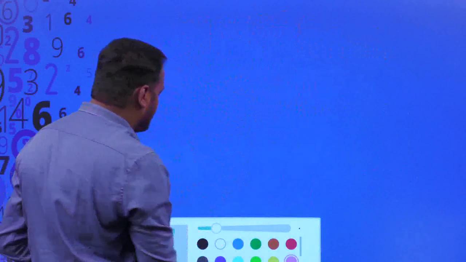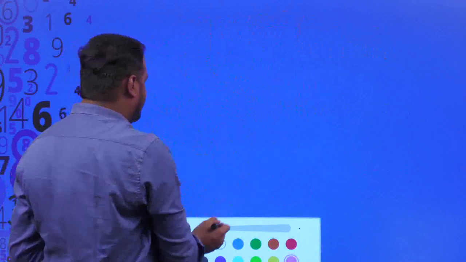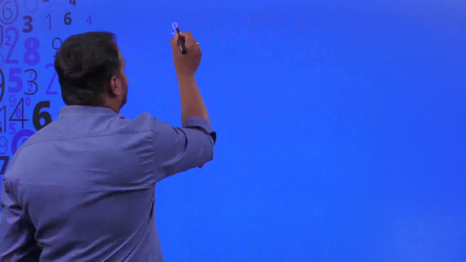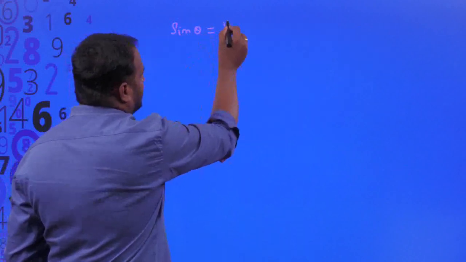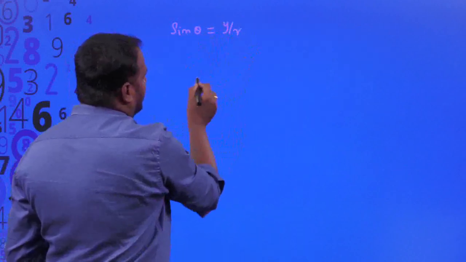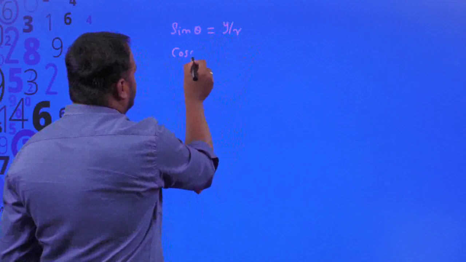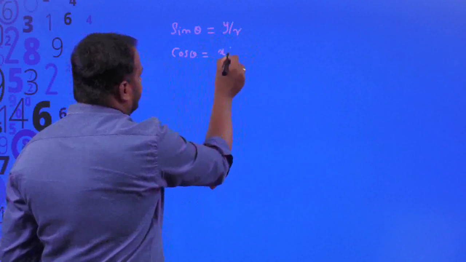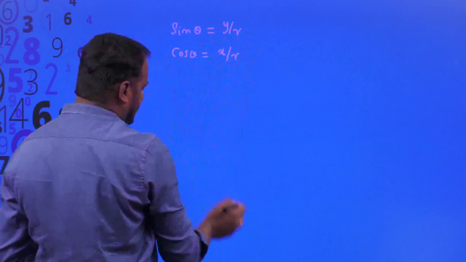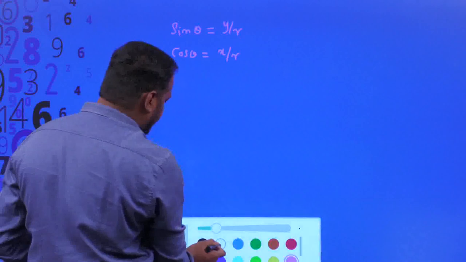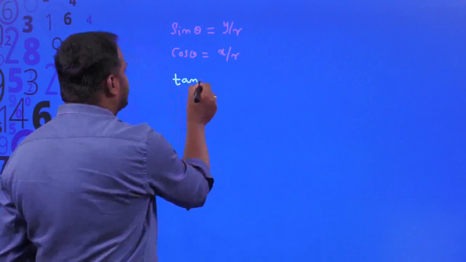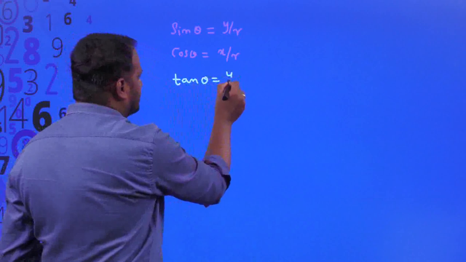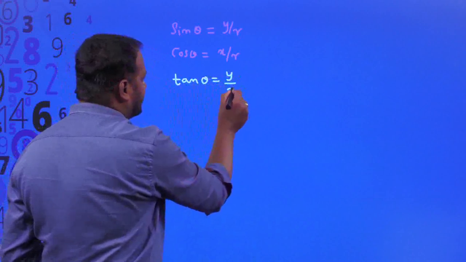For example, we know that sin theta is equal to side opposite to theta divided by hypotenuse, that is y divided by r, as well as cos theta is equal to side adjacent to theta divided by hypotenuse. So by these two, I can understand one thing, that tan theta was defined as side opposite to theta divided by side adjacent to theta.